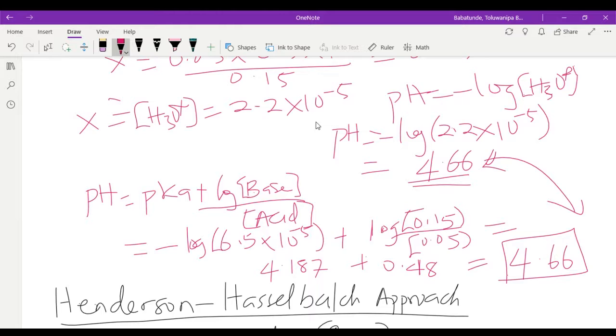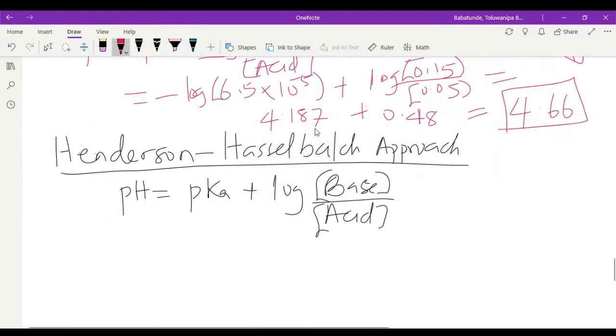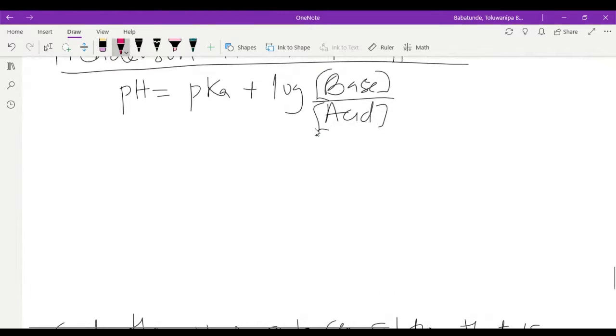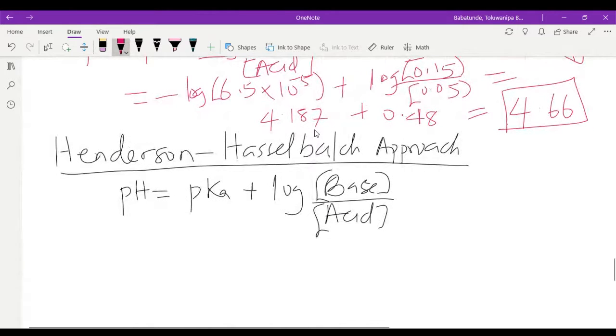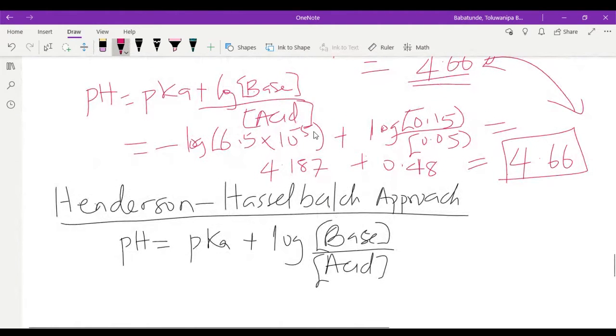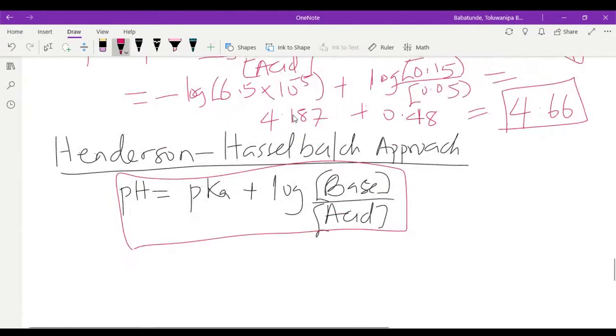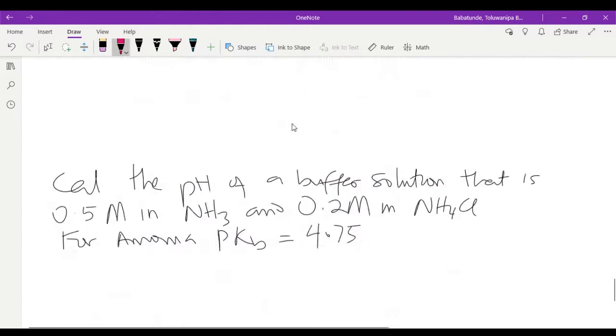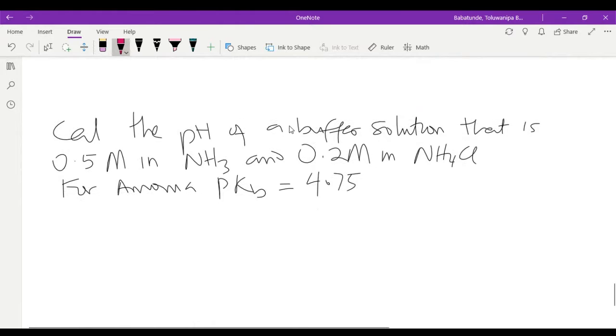All right. So the Henderson-Hasselbalch approach is this. So we just plug in, this is the equation that we have for that, and of course we find the pKa, which is the log and everything that we do. So this is the equation we use for the Henderson-Hasselbalch approach.